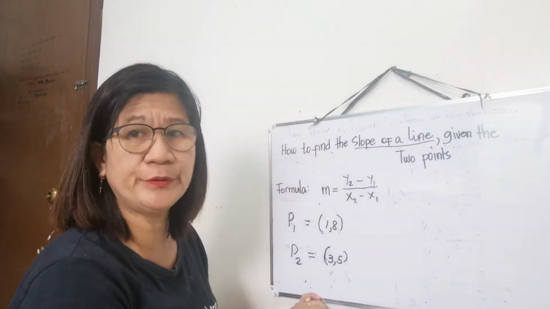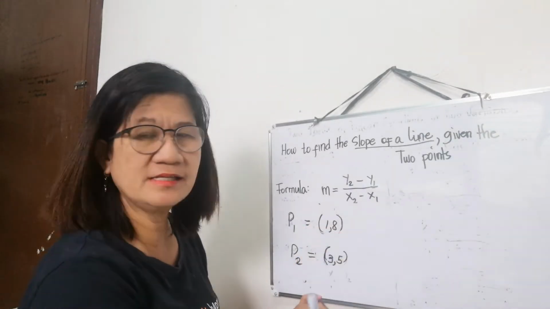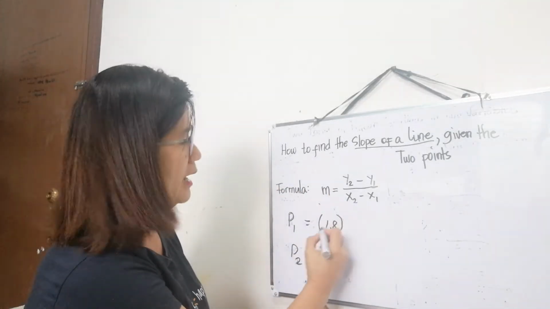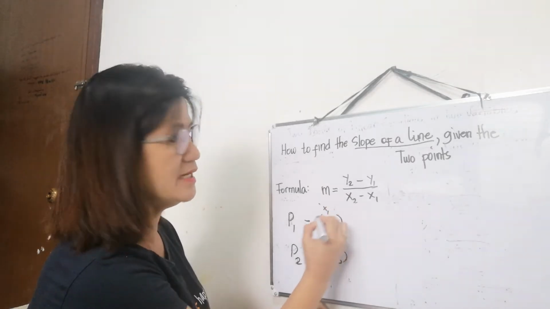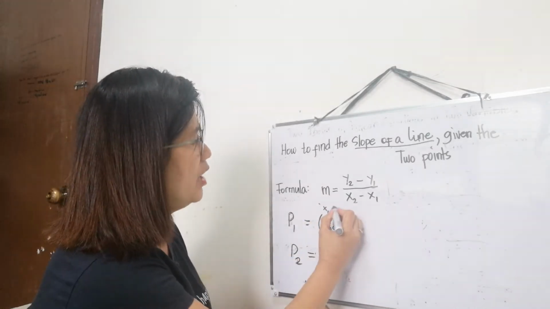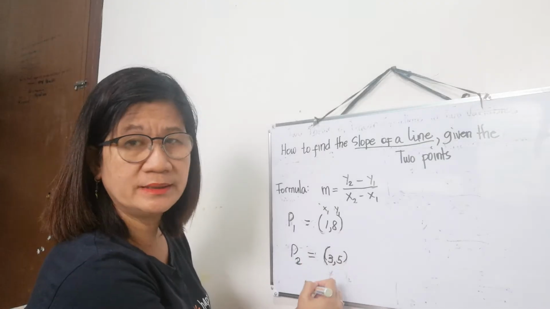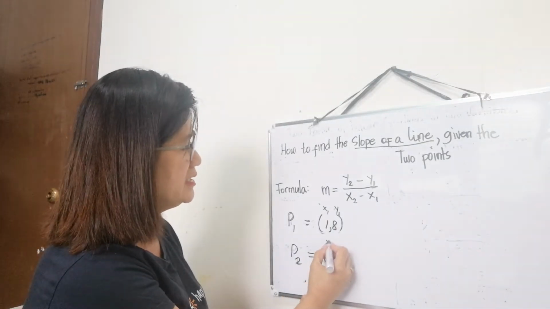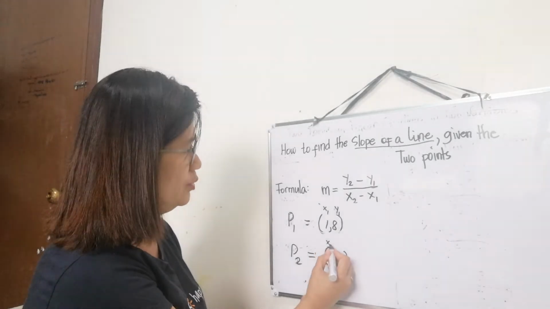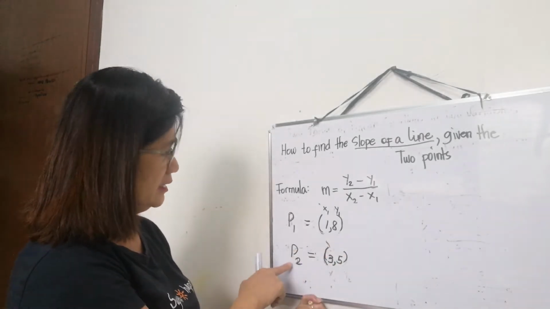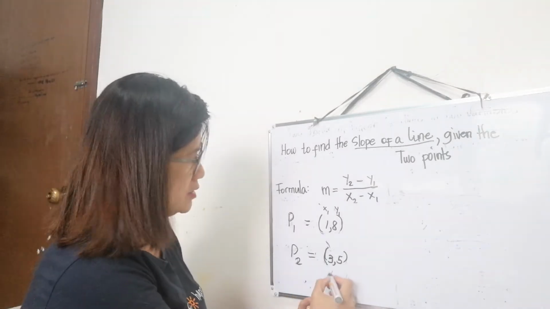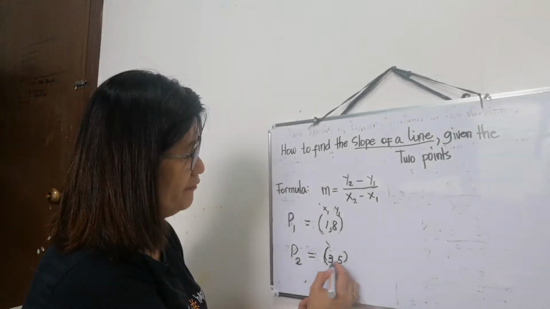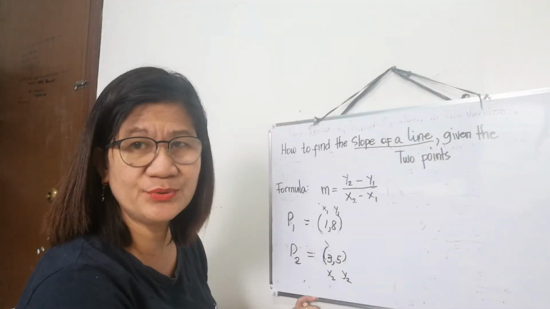Tandaan natin, in every ordered pair, it has the x value and y value. So, dito sa P1 natin, automatic 1 is our x sub 1. Then, 8 is our y sub 1. Ganon din sa point 2 or P2. So, 3 is our x sub 2. Bakit 2? Kasi, nandito na tayo sa point 2, di ba? So, this is our x sub 2, positive 3. Then, positive 5 is our y sub 2.